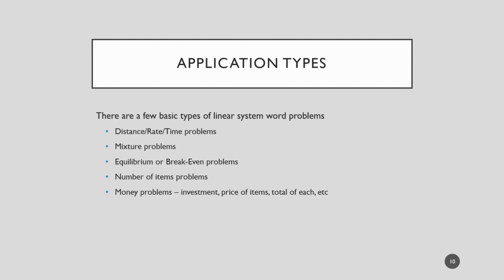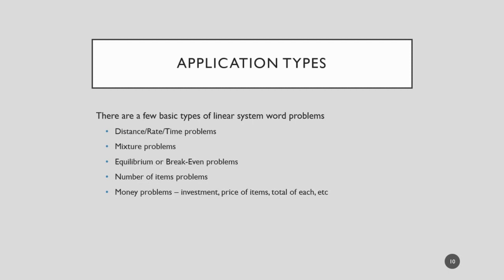Money problems could be investments. You invest this at a certain percent and another one at a different percent. And that is similar to the mixture problems because they're dealing with percents. If you do a few of those problems, you'll see that they're set up pretty much exactly the same. Price of items, like an apple costs this much, an orange costs this much, are similar to the number of items problems because they usually are also trying to find out how many you need of each. So those are set up very similarly.